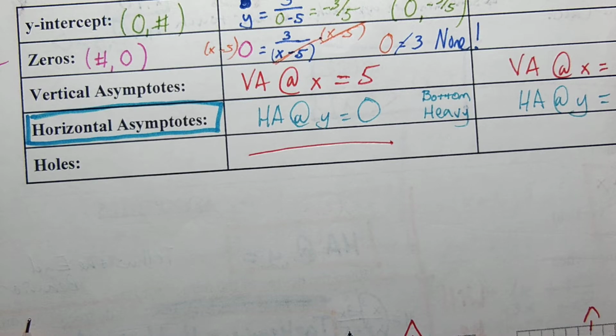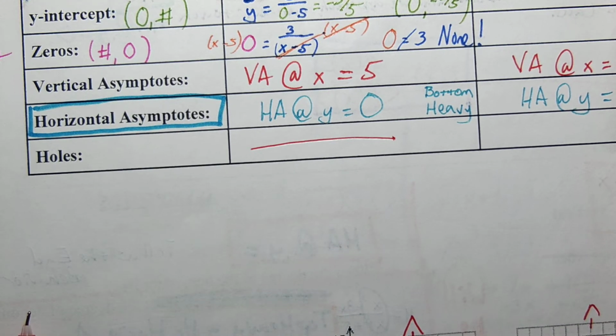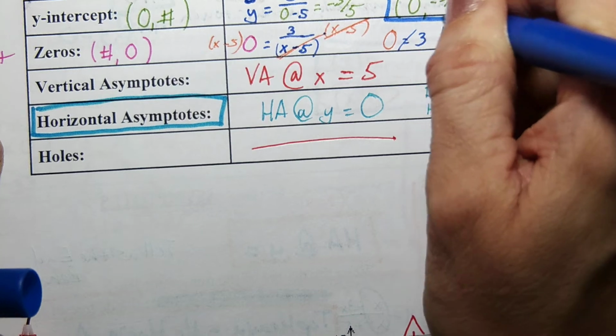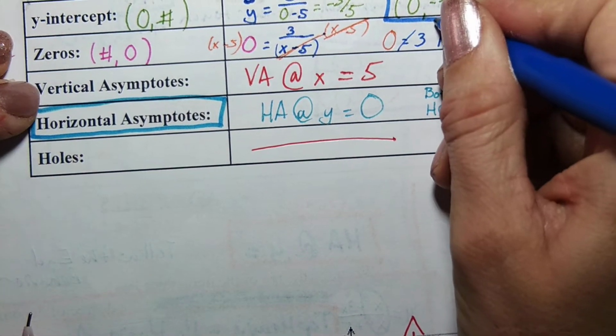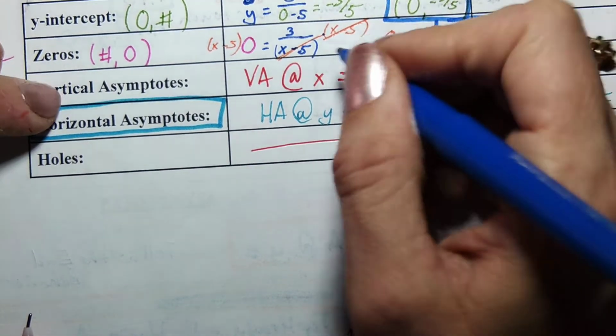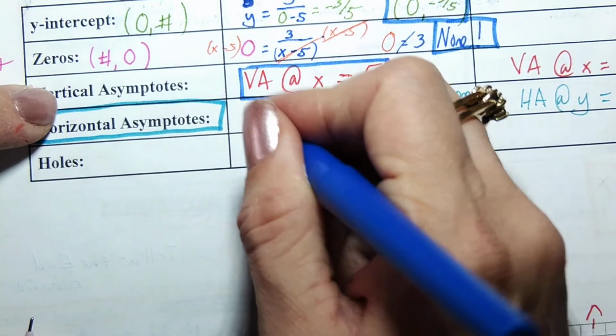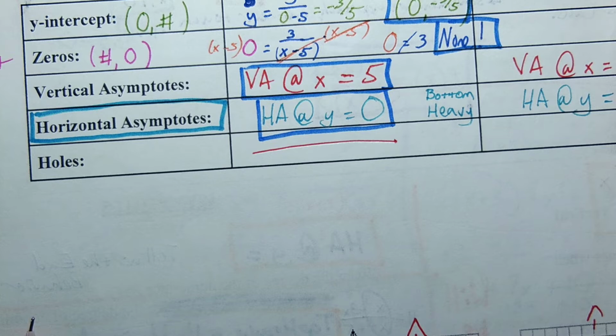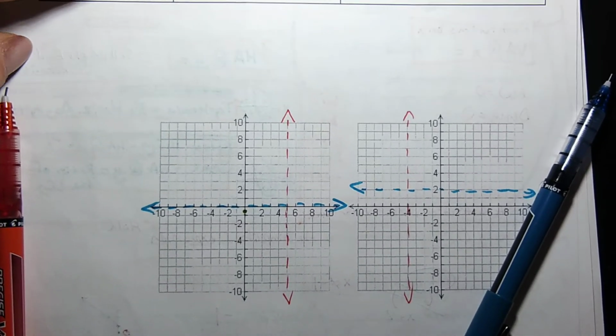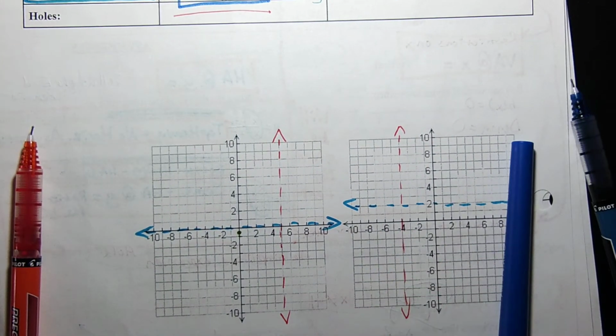So key feature-wise, here is what we have gathered. We've got a y-intercept. We've got no x-intercepts. We've got a vertical asymptote at x equals 5, and a horizontal asymptote at y equals 0. And that brings us to this lovely graph. Now we are going to use our calculator to supplement the rest of what this will look like.